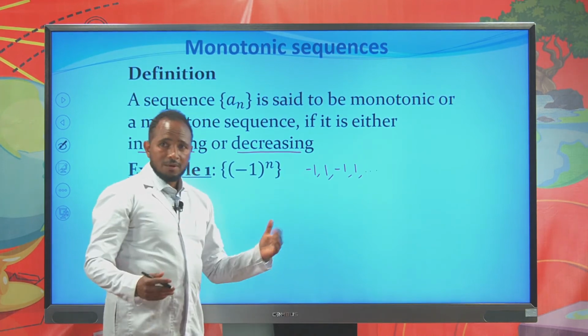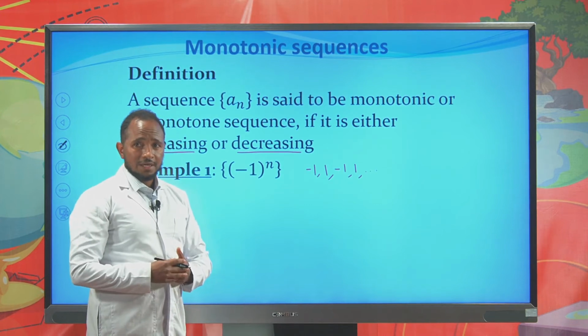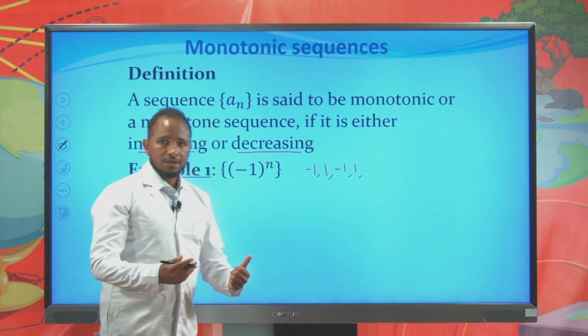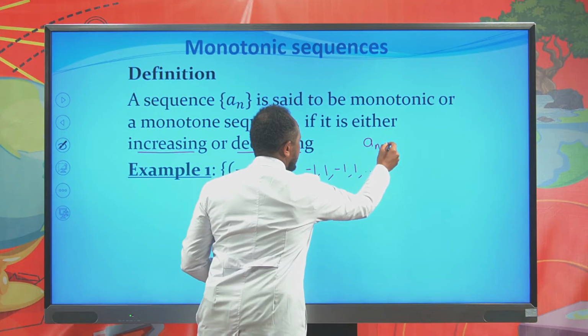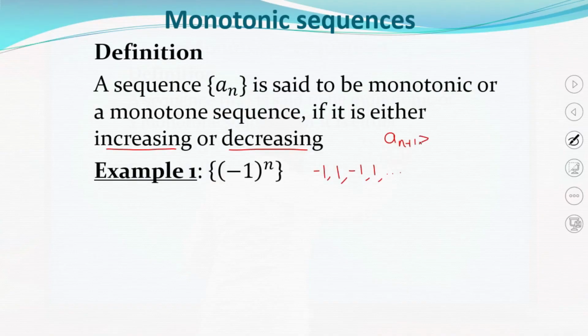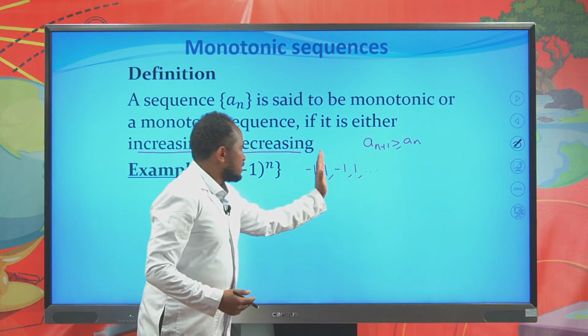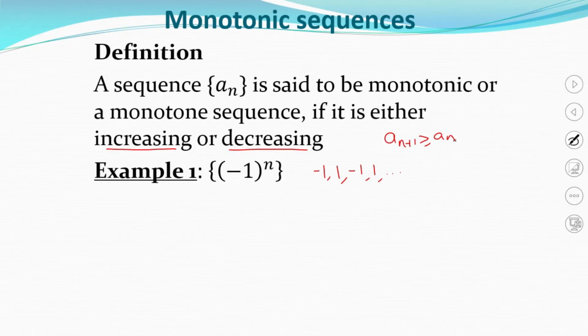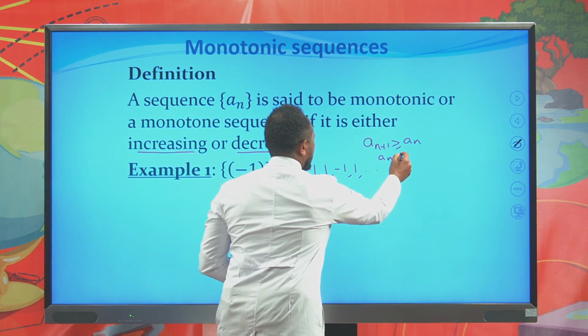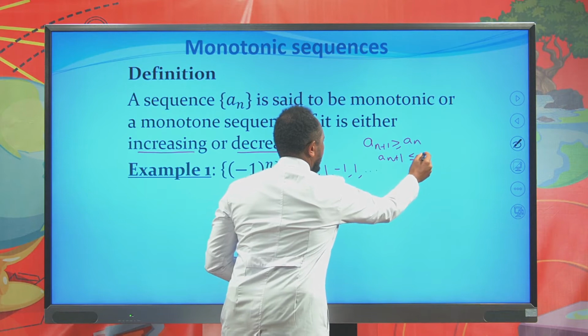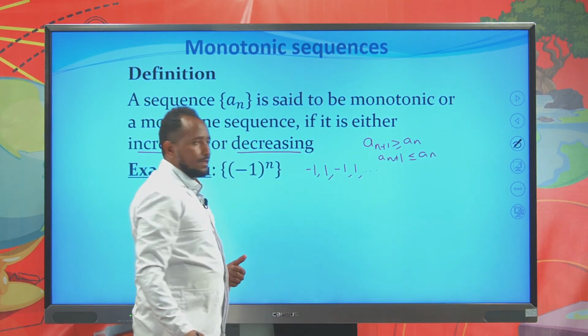So I hope you remember how to check whether a given sequence is increasing or decreasing. Simply, if the a_(n+1) term is greater than or equal to the preceding term, we call the sequence increasing. Here, a_(n+1) is negative 1, which is not greater than the term preceding it, so it's not increasing. To say decreasing, the a_(n+1) term must be less than or equal to the term preceding it.